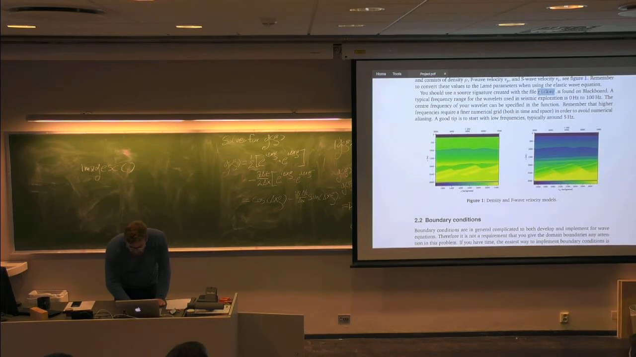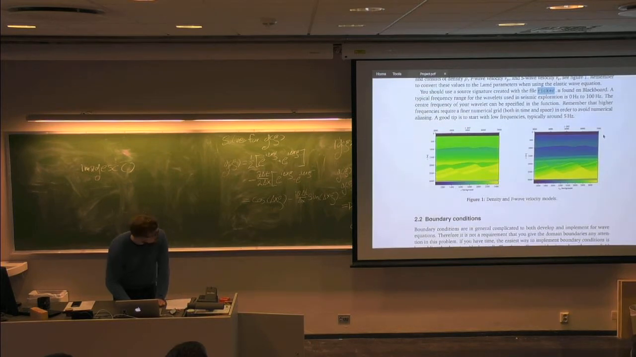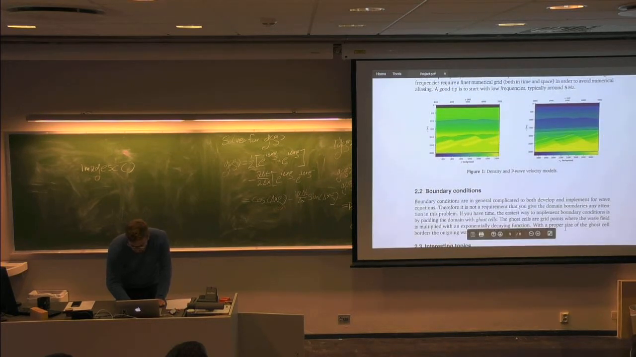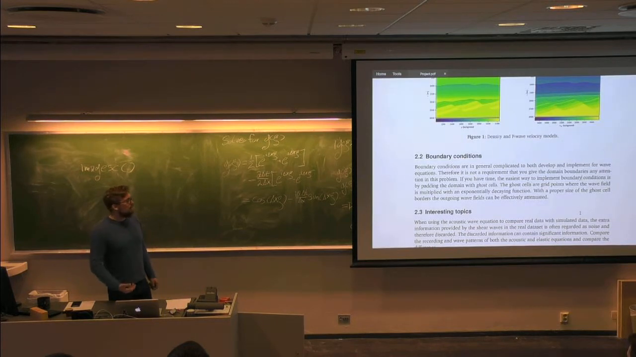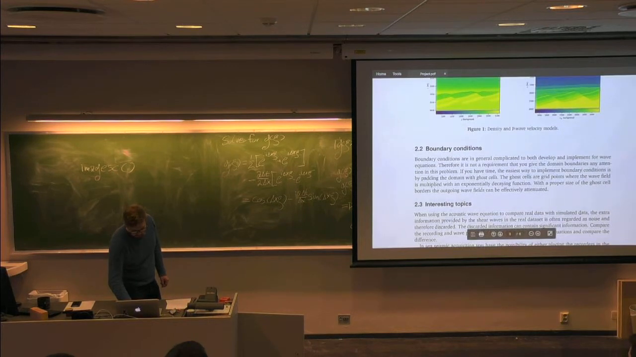And we also have this Ricker function in order to create your wavelet, which you should use. Boundary conditions for the wave equation aren't really that important, but you should try to think about what it means to not have any boundary conditions in the wave equation. And I guess if you run the simulation, you will figure out by yourself what it means.